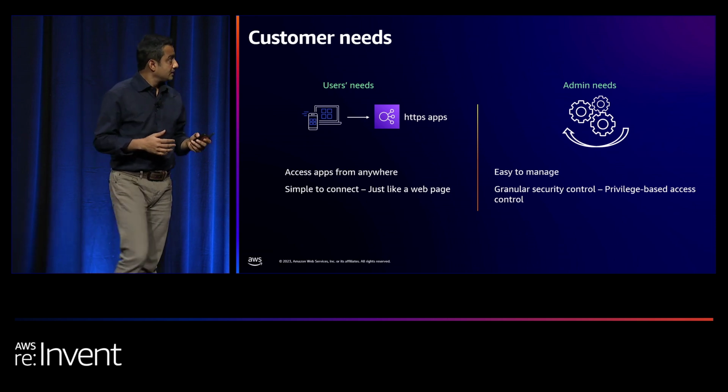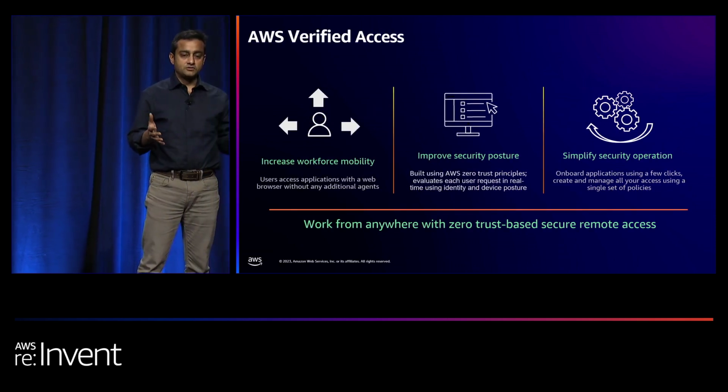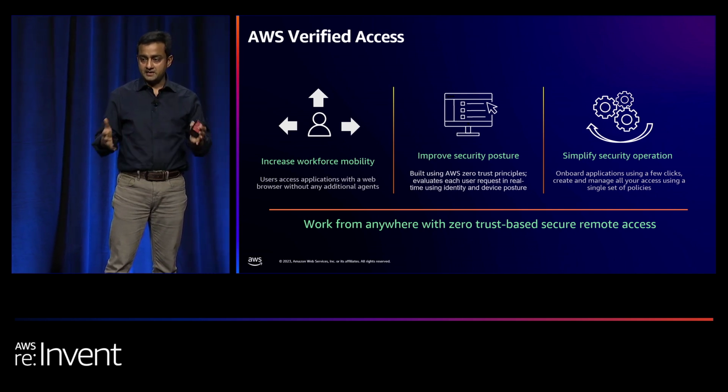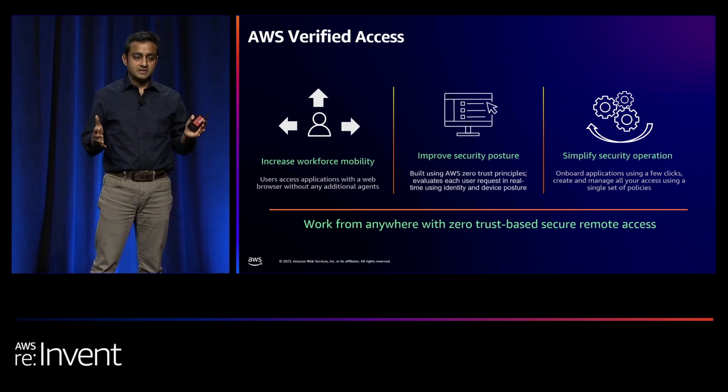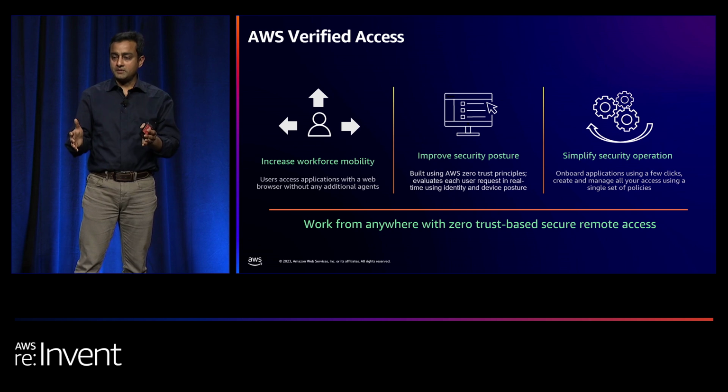So taking all this feedback, we developed AWS Verified Access, or AVA, and we released it last year at re:Invent. Just to recap, it does three things. The first thing it does, it allows your users, employees, staff to connect to their applications from anywhere. So it gives them mobility, it improves their productivity.